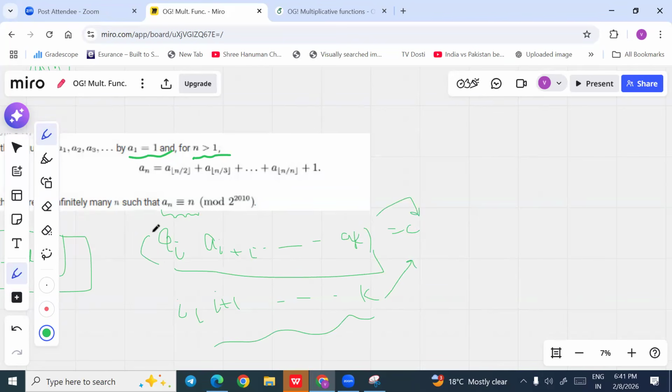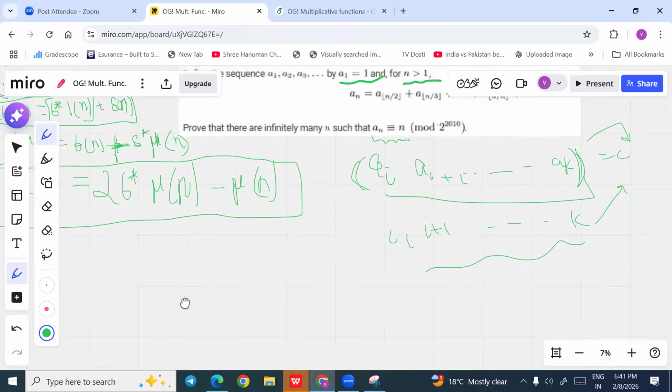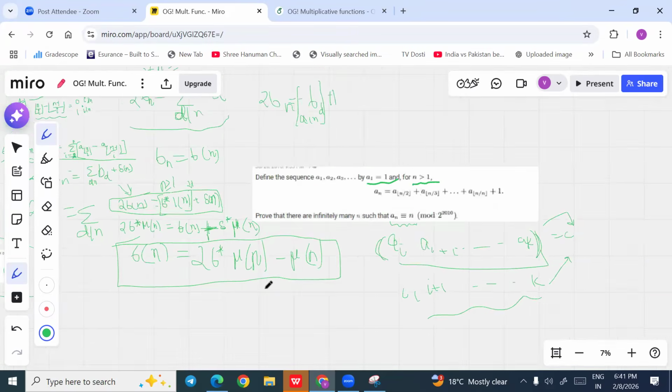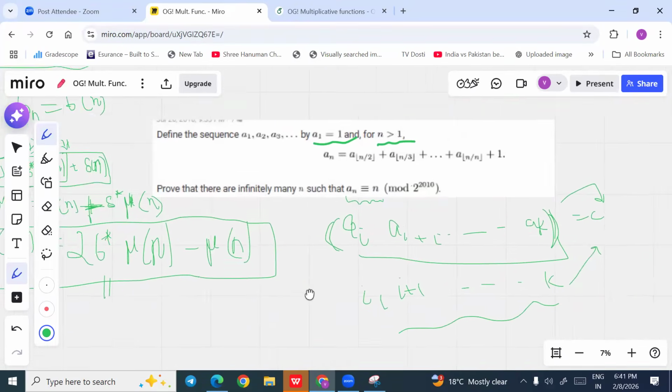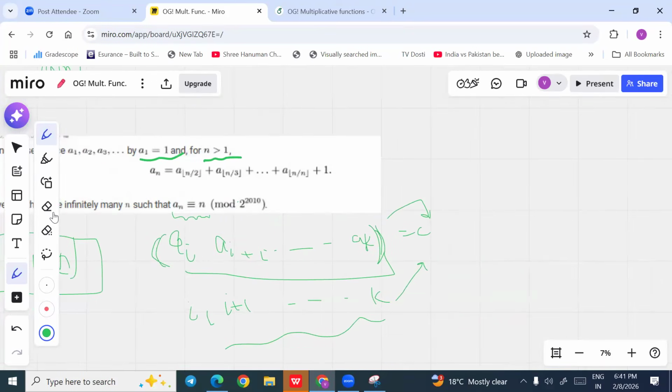So the idea is to just create a large enough sequence of a_i so that they're all the same mod 2 to the power 2010. And how are we going to do this? Now apparently... I have a question. What if C is greater than i? Yeah, that's what the idea is.